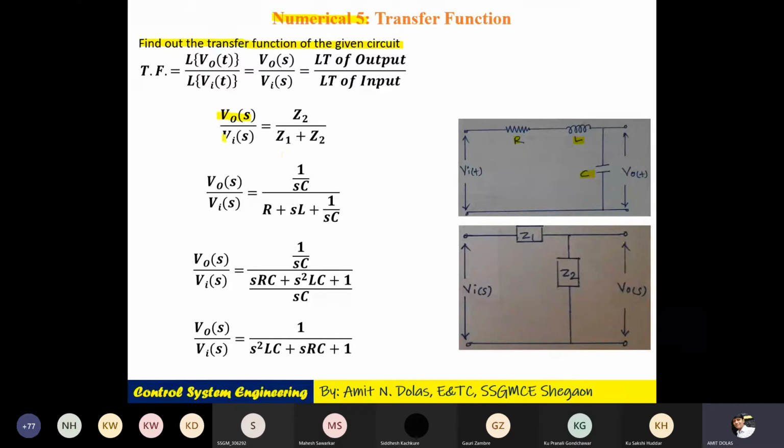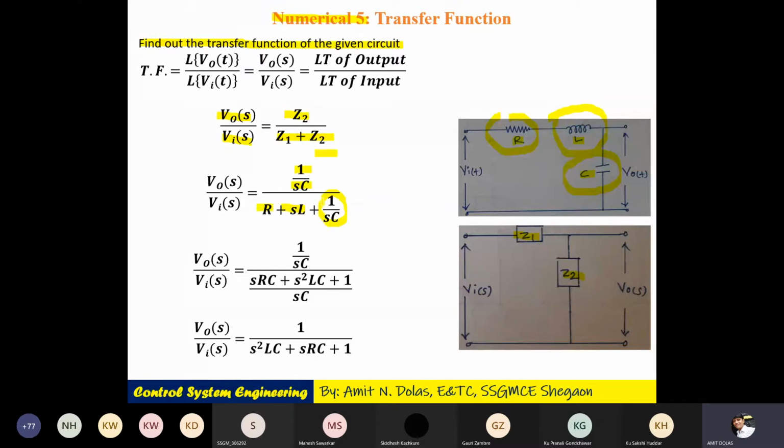So to find the transfer function, of course, V of S upon V of S will be Z2 upon Z1 plus Z2. This is a general thing. Now what is Z2? Z2 is the capacitor impedance, and in Laplace or frequency domain we write it as 1 by SC. And what is Z1? Z1 is R plus SL, since they are in series. And again plus Z2 here. That Z2 is nothing but 1 by SC. So we got the transfer function.